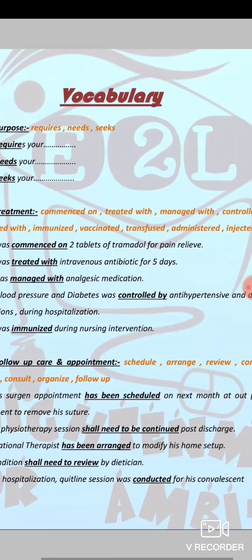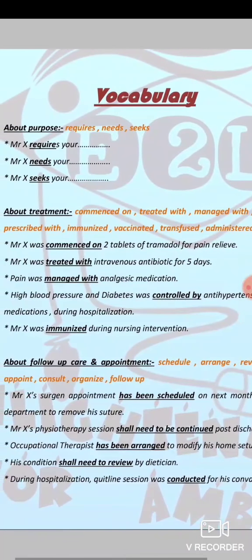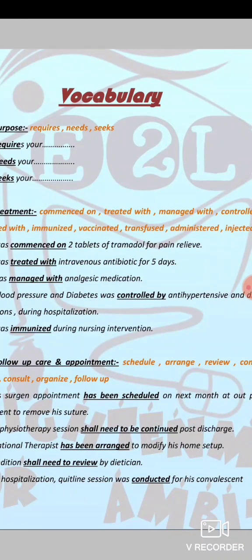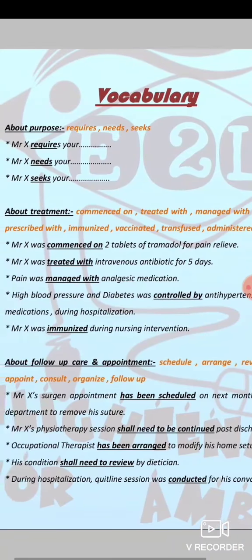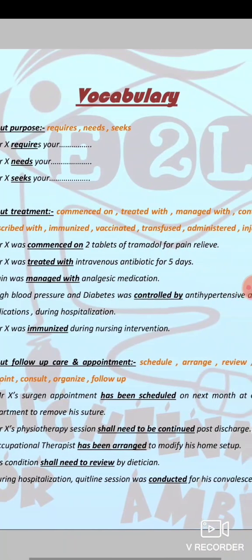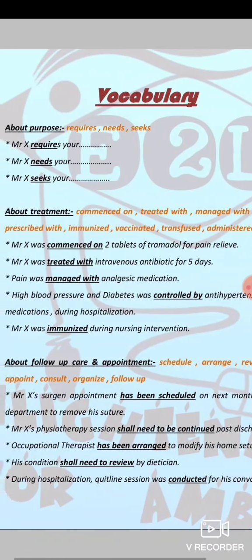Next one, arrange. Arrange will be about home visit or occupational therapies, meaning something you need to arrange for the patient's betterment. So here we have written the sentence: occupational therapy has been arranged to modify his home setup. Also you can say about home visit as well.